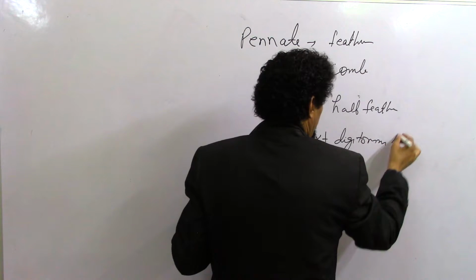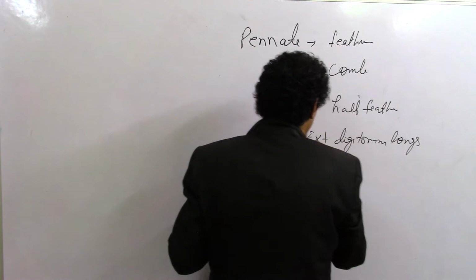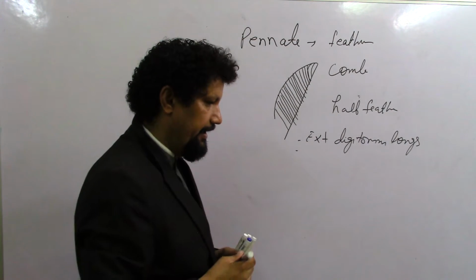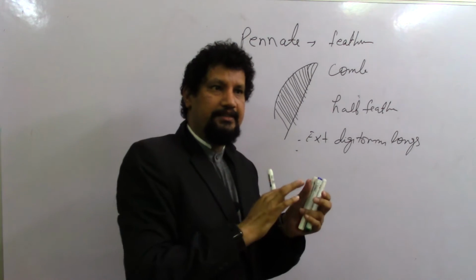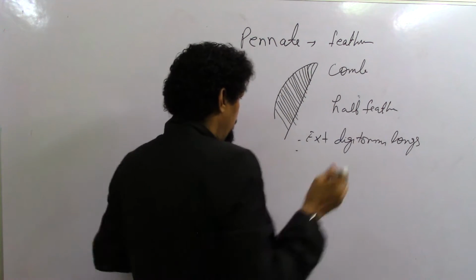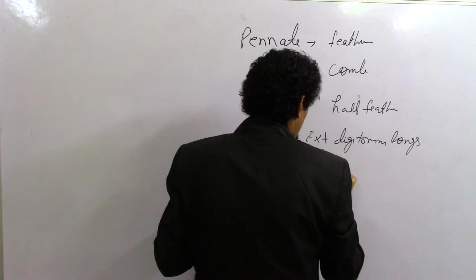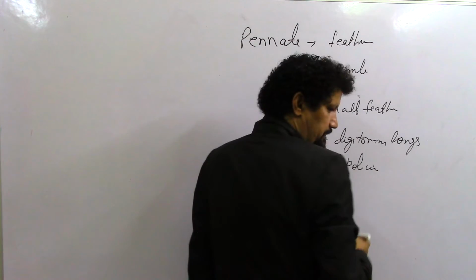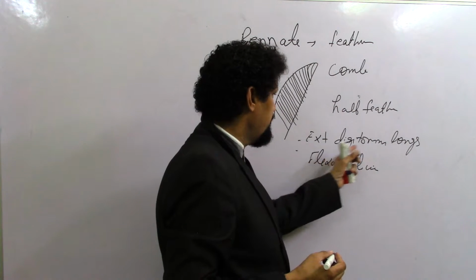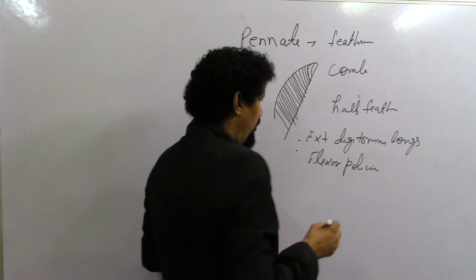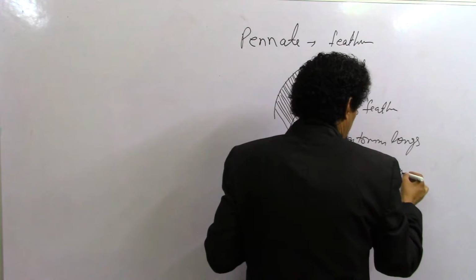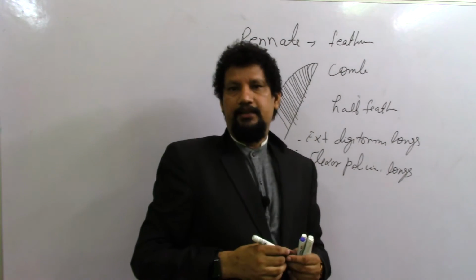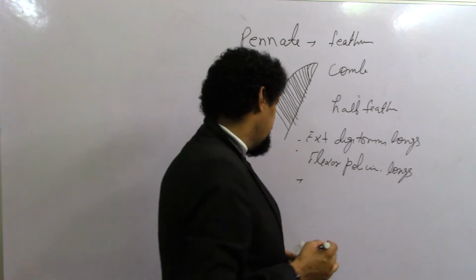Digitorum longus muscle. This type, that is the unipinnate type of pattern, is also seen in flexor pollicis muscle. This is seen in extensor digitorum longus and flexor pollicis longus, and this type of pattern is also seen in the muscle of leg, that is peroneus tertius.